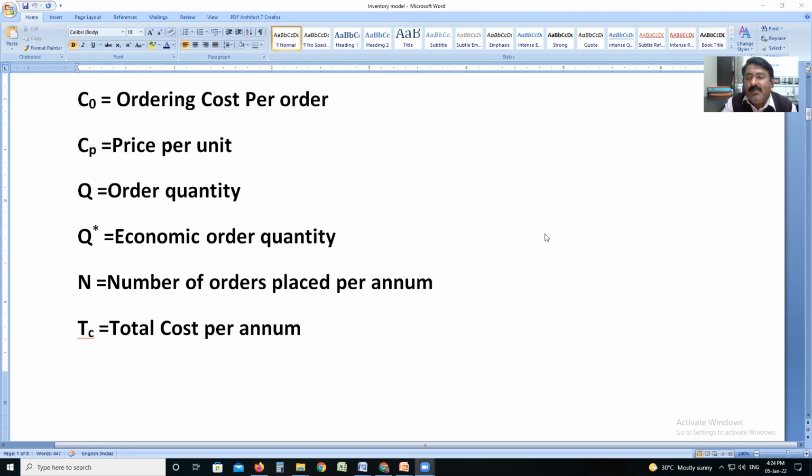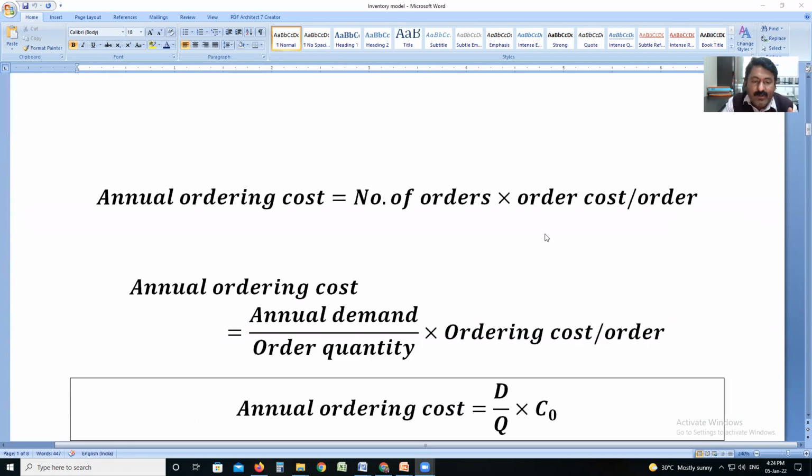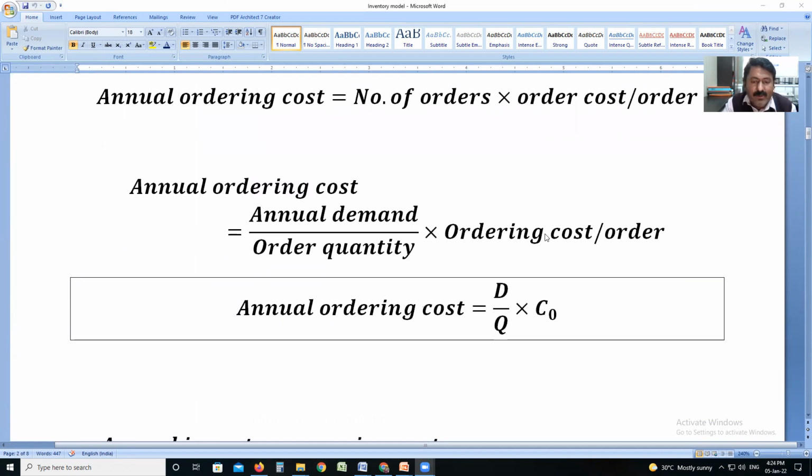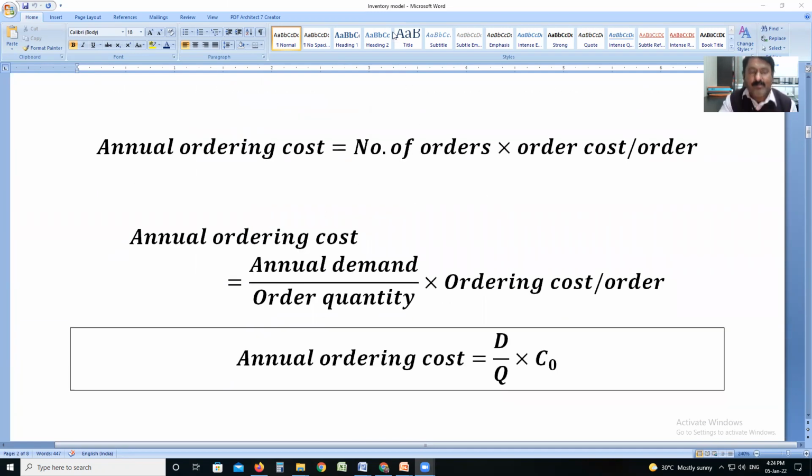Friends, we can go directly for writing the formulas, but you should know what the methodology is for calculating the formulas. Therefore, we will go somewhat slowly. So you can see here, annual ordering cost is equal to number of orders into order cost per order. So for example, there are 4 orders, and assume 1000 rupees per order. So 1000 into 4, very simple, it is 4 orders.